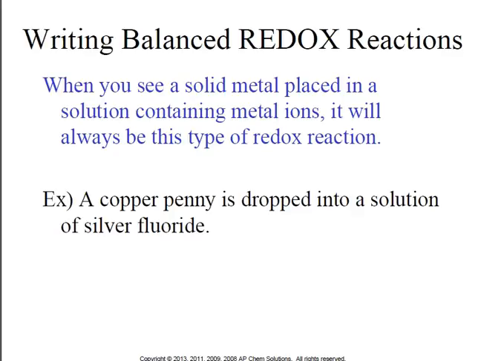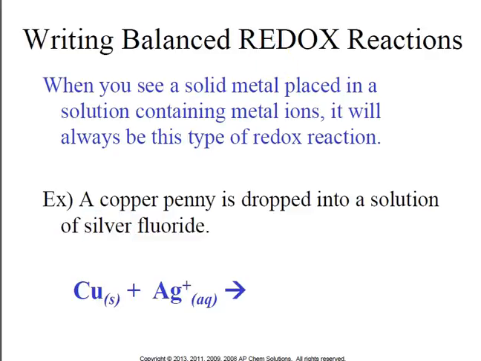Alright, this slide is kind of giving us a clue for when we're on the AP exam. If you see a reaction in which you have a solid metal and it's put in a solution where there are metal ions, it's going to be this type of redox reaction. So the example they're giving us is a copper penny dropped into a solution of silver fluoride. Well, we have the copper solid, and then the silver fluoride gives us that silver ion. The fluoride is likely a spectator because it's soluble with silver and also soluble with copper.